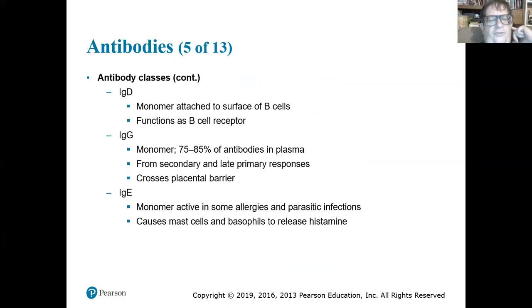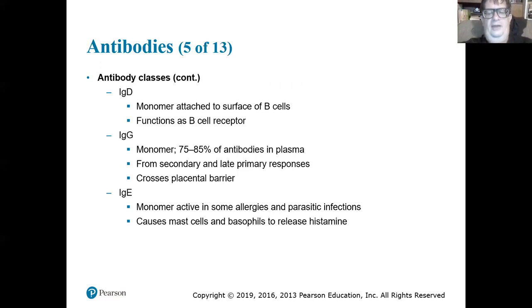IgD attaches to the surface of B cells. It's a B cell receptor. G, it's a monomer. This is what the majority of the antibodies are. 75 to 85% of the antibodies in blood plasma. This is a secondary or a late response. These things can cross the placental barrier. They're the things that mom can donate to baby, and that would be good in many cases. Of course, they're also the things that can cause problems with Rh factor in babies and mothers, and that would be a bad thing.